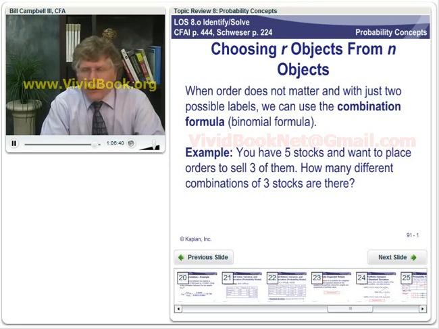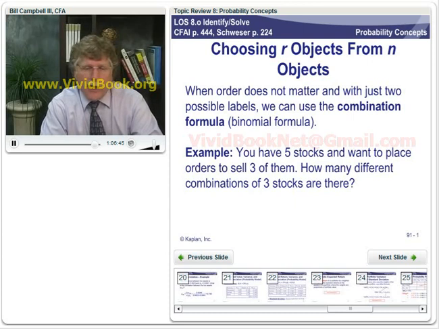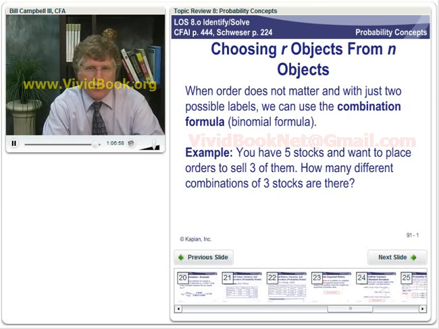When order doesn't matter, as in the previous example, it didn't matter whether you had stock A as a buy and then stock B as a hold, or first stock B as a hold and then later stock A as a buy. The order doesn't matter. It doesn't matter which one you label first. What matters is which label they get. In this case, we use what's called the formula for combinations.